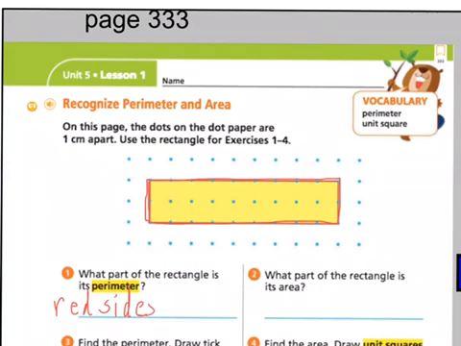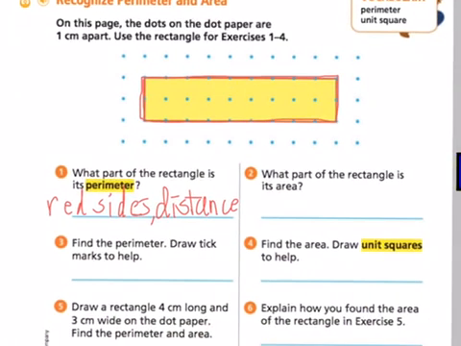perimeter is the distance around. So it's the distance, let me slide this up, around. So in that word perimeter is the word, and I don't know if you can see that, is the word rim. So rim, think of it as the distance all the way around the rim, the outside.